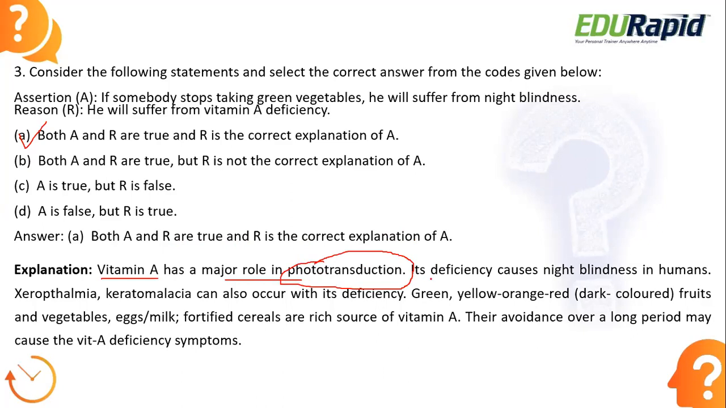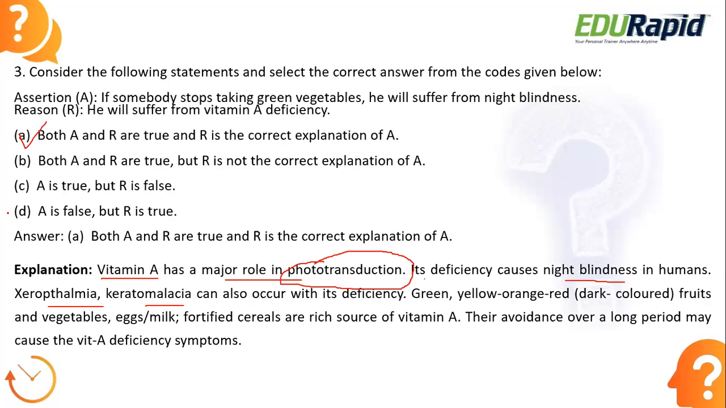If we don't have this vitamin A in our body, then that causes a deficiency of the same. Now, if there is a deficiency of vitamin A, that can cause night blindness in human beings. Night blindness is a condition where a person cannot differentiate between green as well as red color. And xerophthalmia and keratomalacia are other deficiency diseases which are caused because of this vitamin A deficiency.